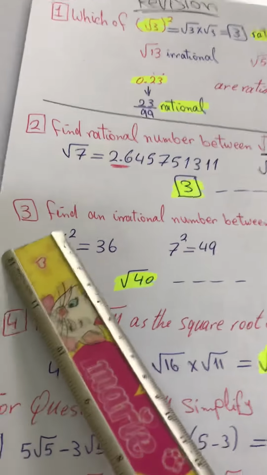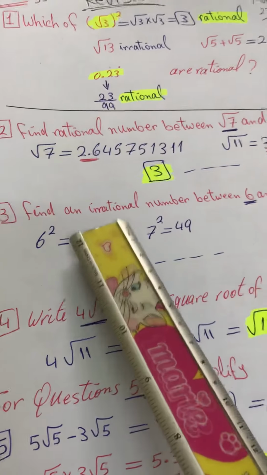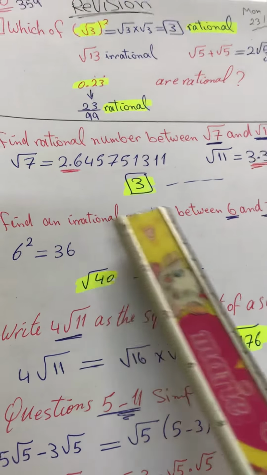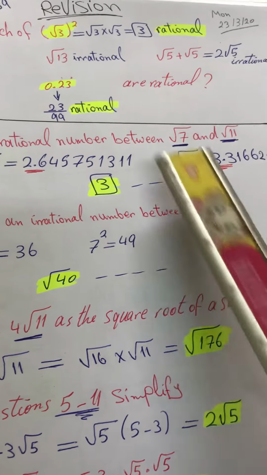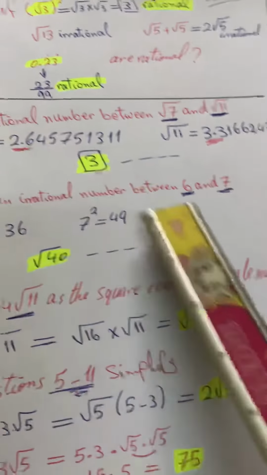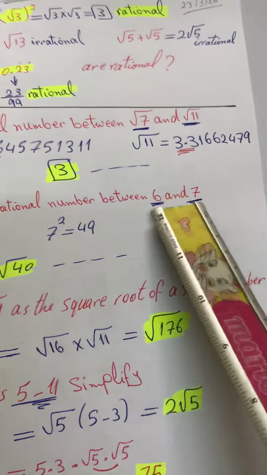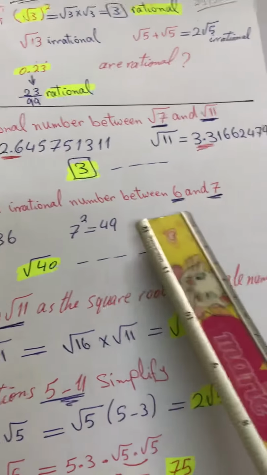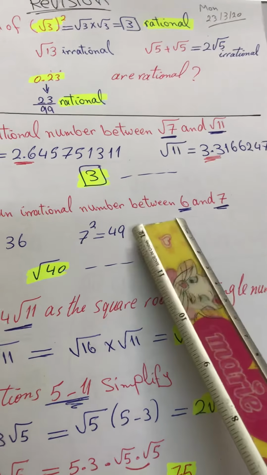Now another question, number 3. Find an irrational number between 6 and 7. Here I have irrational, I want rational. And here I have rational, I want irrational. So what can I do here?